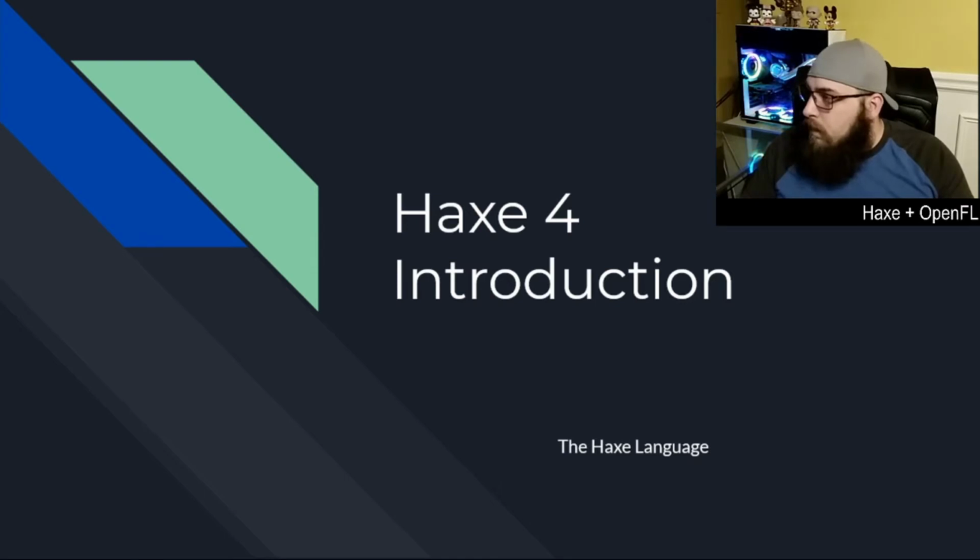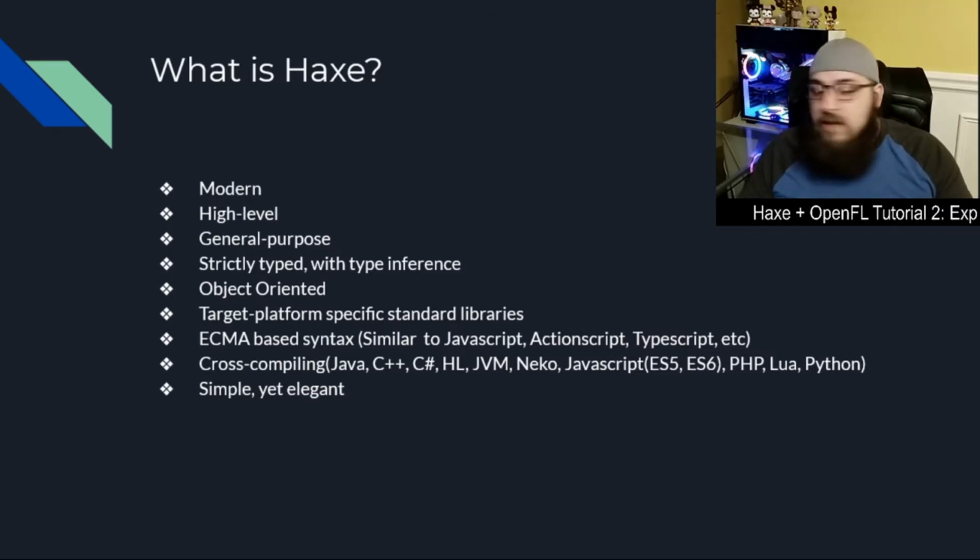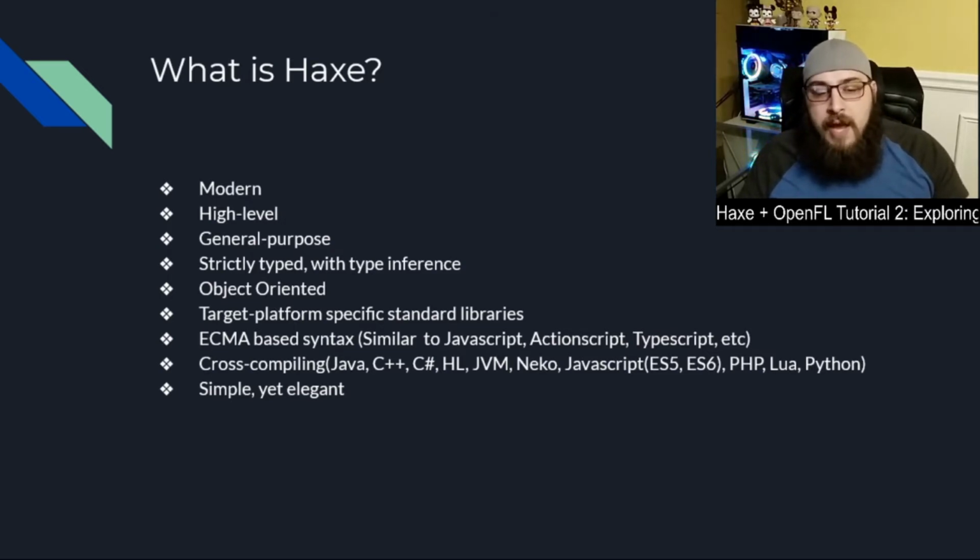Well, what is Haxe? Haxe is a modern, high-level, strictly typed programming language that follows basic object-oriented principles and ECMA-based syntax with a focus on being general purpose. To this end, Haxe is coupled with a robust cross-compiler written in OCaml that lets us write and deploy our code to multiple popular languages or VM bytecode seamlessly. Most of all, its simplistic design is easy to use and powerful enough to get the job done.